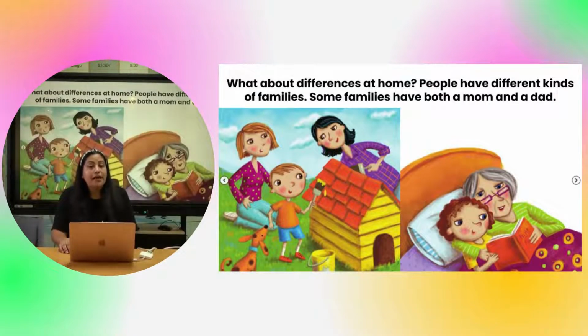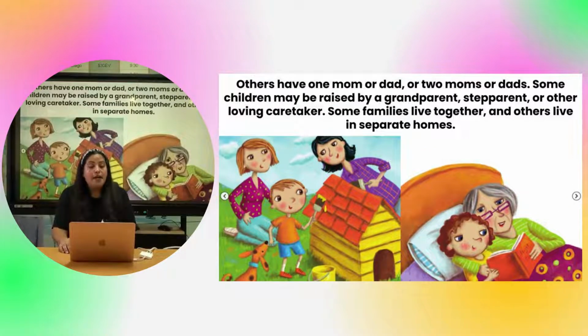What about differences at home? People have different kinds of families. Some families have both a mom and a dad. Others may have one mom or dad, or two moms or dads. Some children may be raised by a grandparent, step-parent, or other loving caretaker. Some families live together, and others live in separate homes. So we see, and with the words we're reading, that there are all kinds of families on our earth.